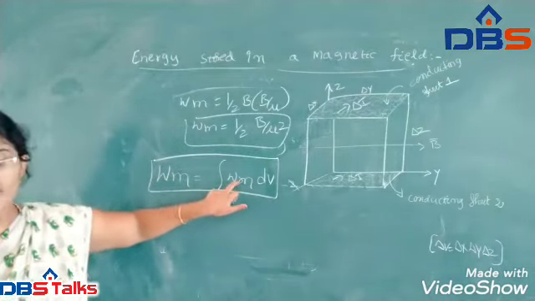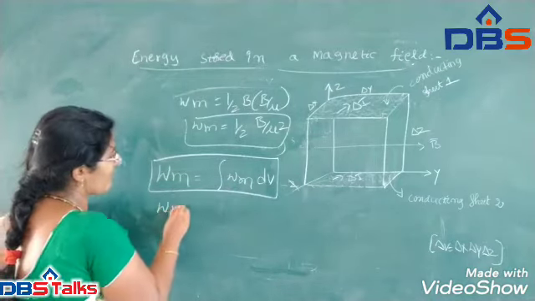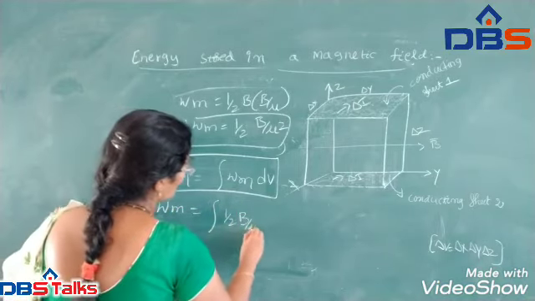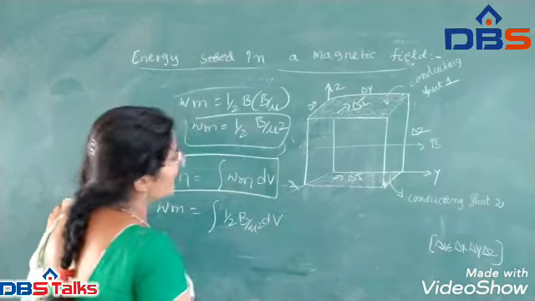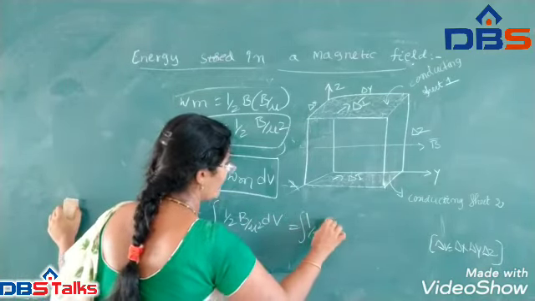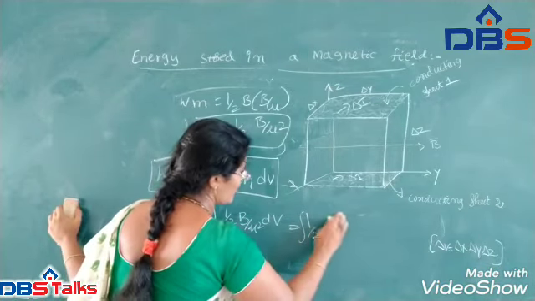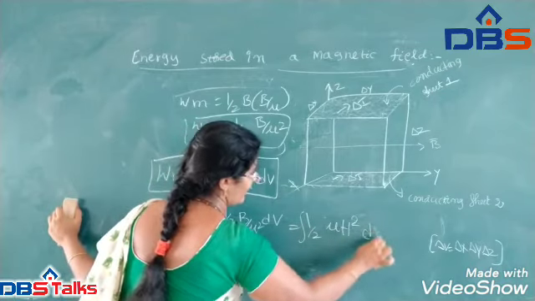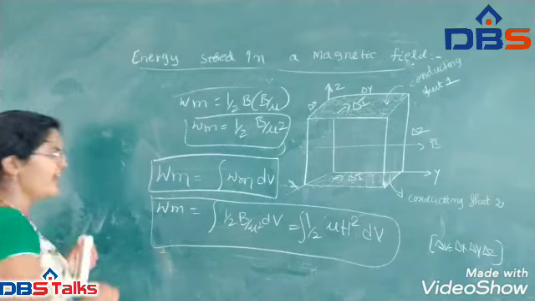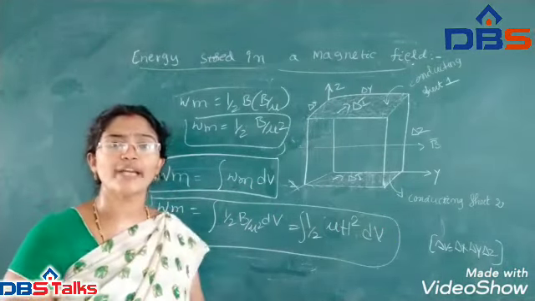Here Wm means, you can write this one. Okay, so that means Wm is equal to, here you can express as integral of half B square by mu dV, or else previously you can express as integration of half mu H square dV. Okay, so these are the formulas for energy stored in a magnetic field. This is about the energy stored in a magnetic field.